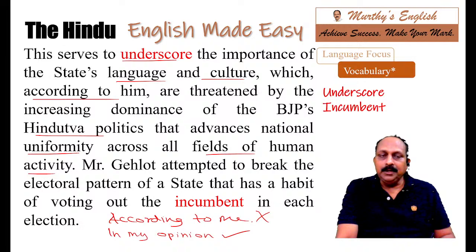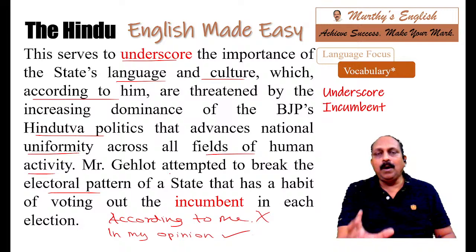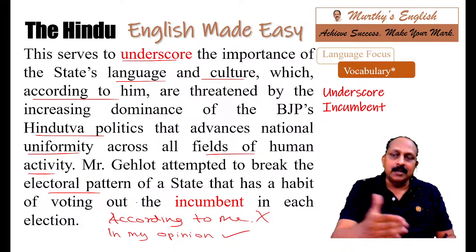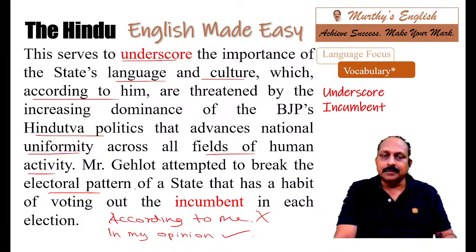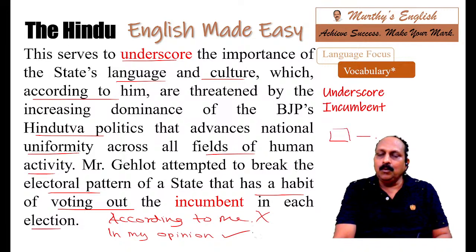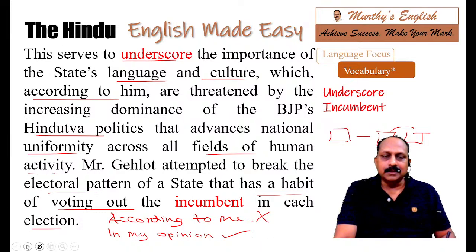Mr. Gehlot attempted to break the electoral pattern. Last time also I said, there is one pattern in the state of Rajasthan. What is that pattern? The incumbent government does not come back to power. Mr. Gehlot attempted to break the electoral pattern of a state that has a habit of voting out the incumbent in each election. Someone is in power this time, next time they won't come to power. Some other party comes. And next time this party does not come to power, some other party comes to power. That is the pattern.